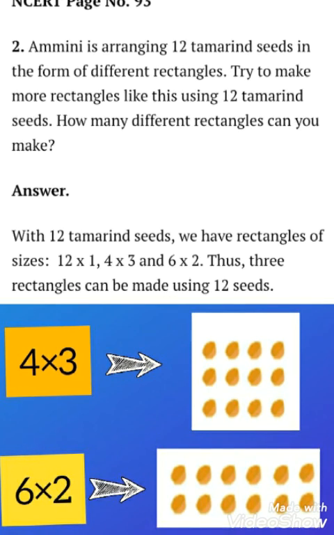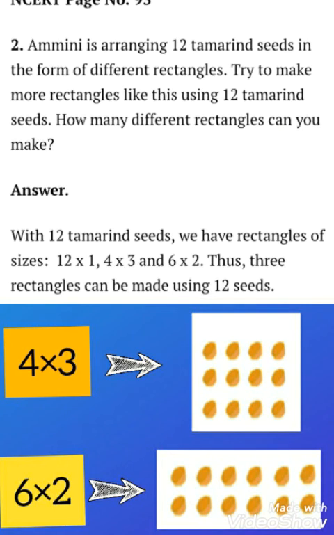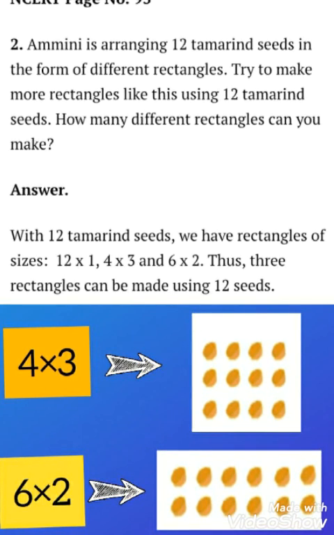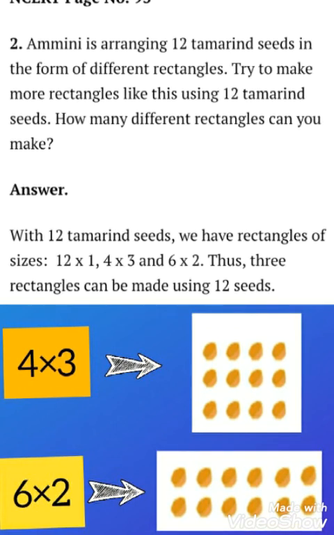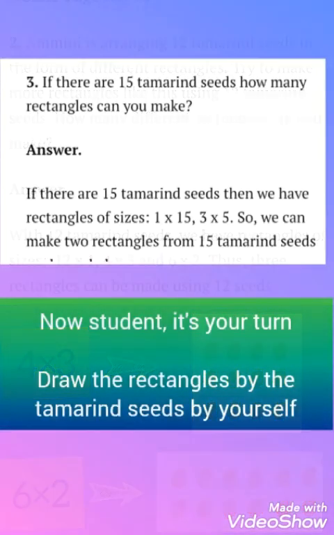Now you have seen the rectangles and you have understood in the previous video how to make the rectangles. Now the question is, why are we writing 12 into 1, 4 into 3 and 6 into 2? Because these all are the factors of 12. When you multiply 12 into 1, you will get 12. 4 into 3 is 12 and 6 into 2 is also 12.